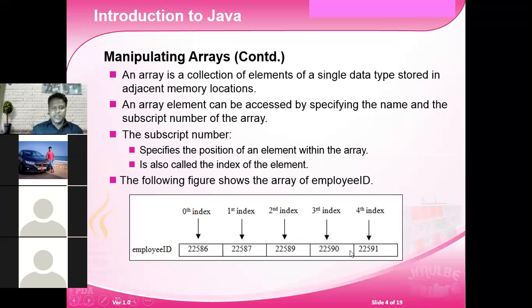Suppose your array length is 5, then your last position is 4. 5 minus 1, the last index position, is 4. So 0, 1, 2, 3, 4. The subscript number specifies the position of an element within an array. It is also called the index of the element. Clear?